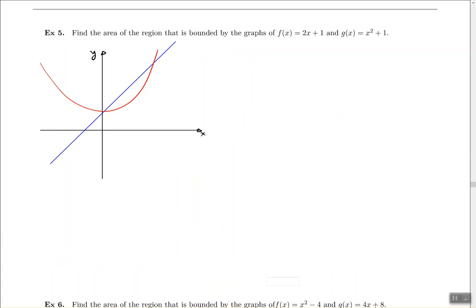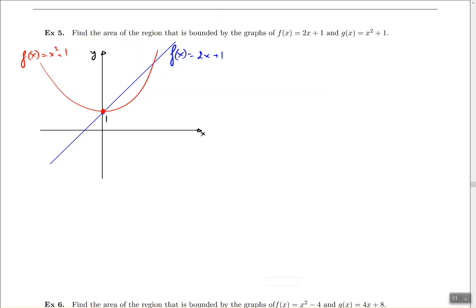In this graph, you see the function f of x, which is the one in blue. That's f of x equals 2x plus 1. It's just a straight line passing through (0, 1). And you see in red the graph of g of x. The g of x is a parabola, x squared plus 1. It also goes through (0, 1) on the y-axis. So they both pass through the same point, and we want the area of the region that is bounded by the graphs. Bounded just means that the borders are these two graphs.